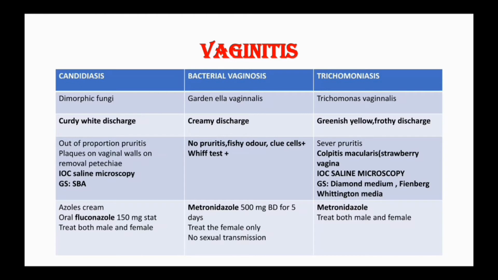But bacterial vaginosis presents with creamy discharge, there will be no pruritus, and there will be fishy odor, clue cells, and the whiff test is present. Whiff test is positive, meaning there is fishy odor on addition of 10% KOH to the discharge. While trichomoniasis presents with greenish yellow frothy discharge, severe pruritus, and you will see colpitis macularis, that is strawberry vagina.